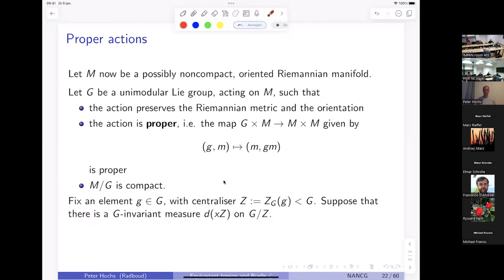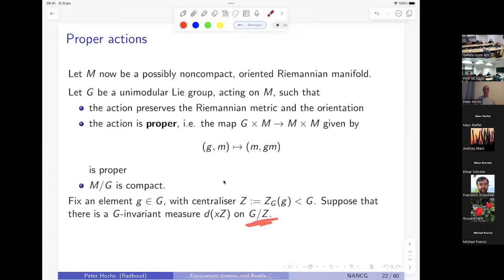How frequently in practice is this quotient, G mod Z, at least an orbifold? This one? It's a compact group. So Z is the centralizer. It's not compact. But why do you say G is compact? Yeah, G is not compact. It's non-compact. Oh yes, yes.